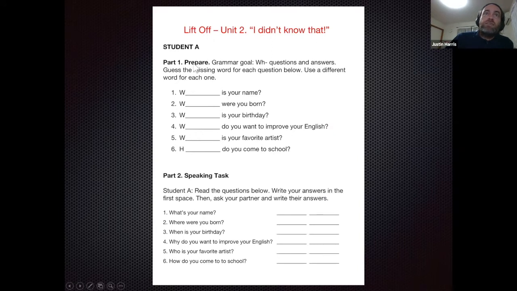The output task, there would be something like this: prepare. There'd be a grammar goal. The grammar goal would be WH questions. There'd be a list of questions, and you'd have to write what is your name, where were you born, when is your birthday. And then there'd be the speaking task, which would be asking those questions to 2 people or something. And I'm sure this won't be completely unknown to a lot of people here.